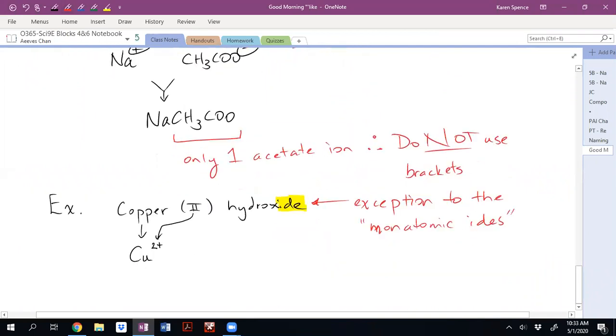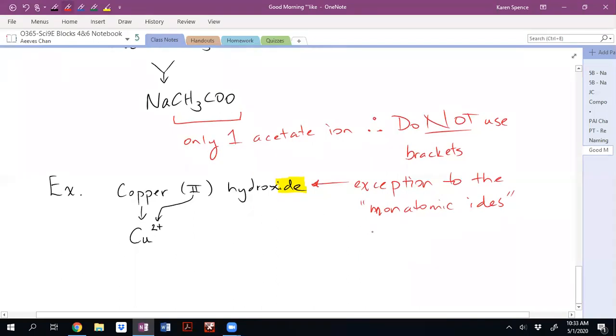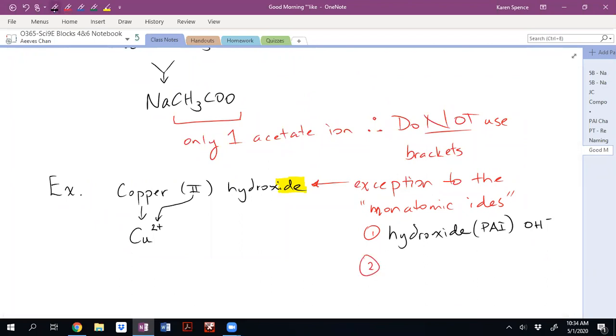There are 2 exceptions. Those 2 exceptions are hydroxide, which is a polyatomic ion, and it is OH minus. Okay. Exception number 2 is cyanide, and it is, again, a polyatomic ion, and it is CN minus.